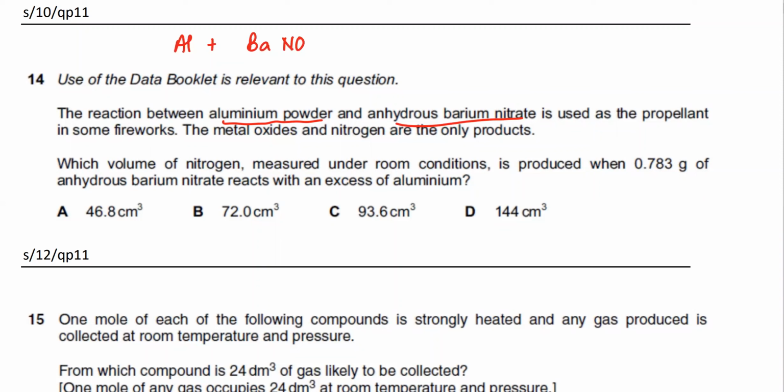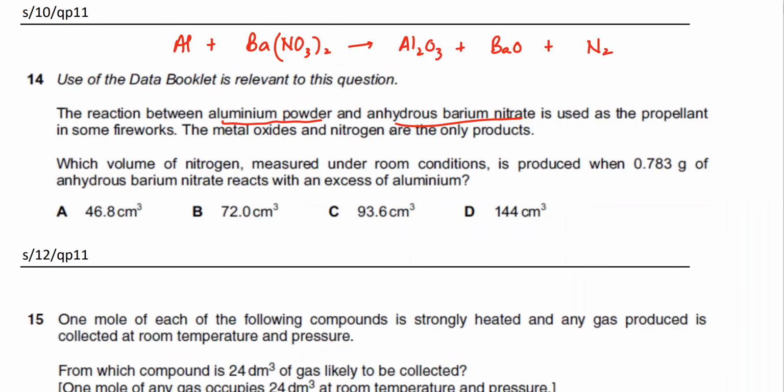Okay, so you have this thing and he's saying it's used as a propellant, and metal oxide and nitrogen are the only products. So what are the metal oxides? You'll have aluminium oxide and you'll have barium oxide. He's saying these are the 2 metal oxides, and nitrogen are the only products. So you're getting nitrogen gas as well.